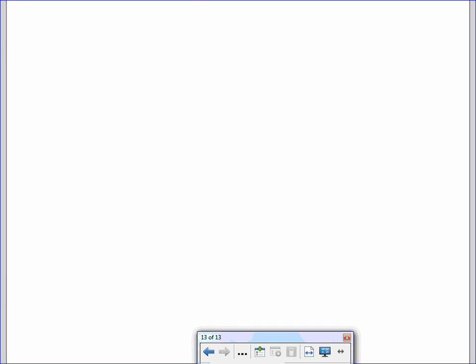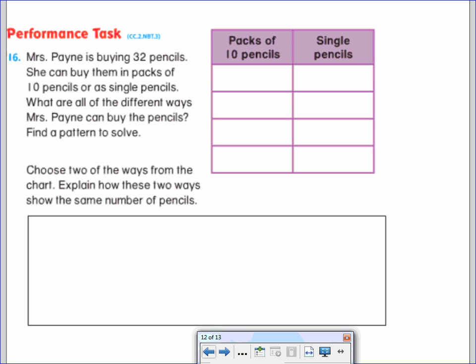Oops, I skipped my last question. All right, Mrs. Payne is buying 32 pencils. She can buy them in packs of 10 pencils or as single pencils, just like the marker question. What are all of the different ways Mrs. Payne can buy these pencils? Find a pattern to solve. So this time we're going to look for a pattern. Our number here that we're working with is 32.